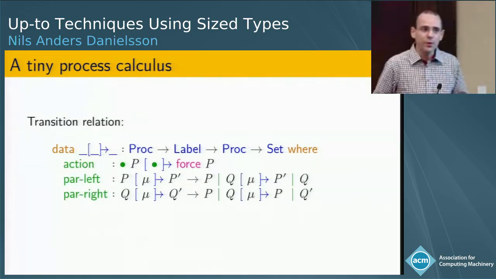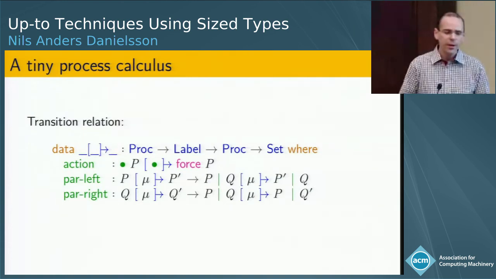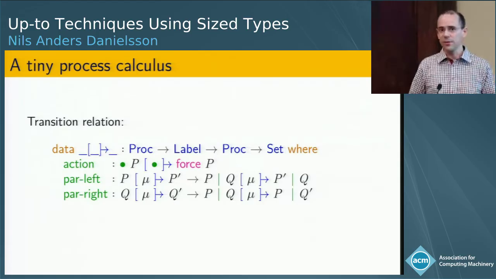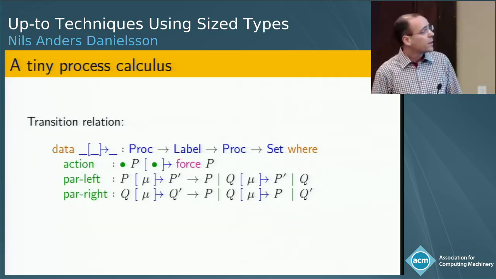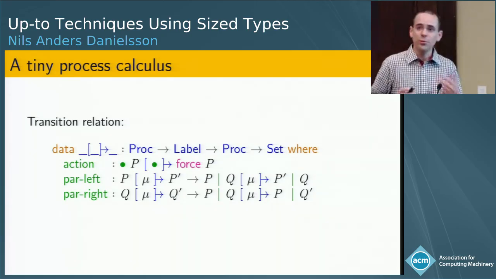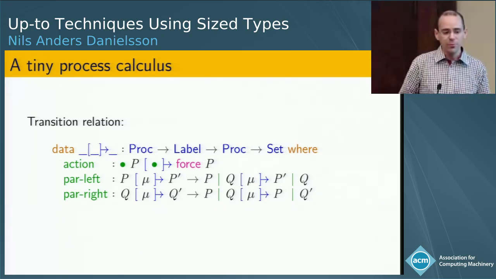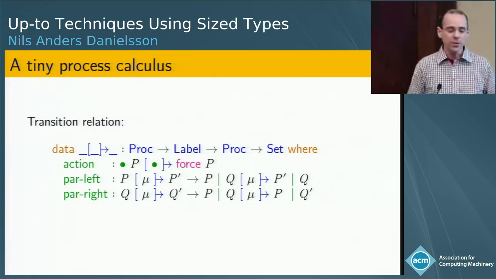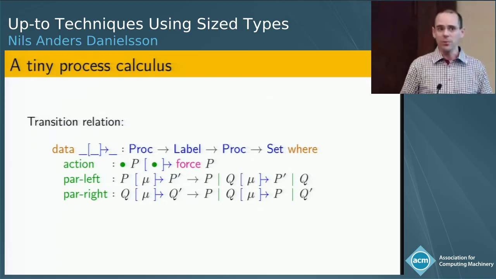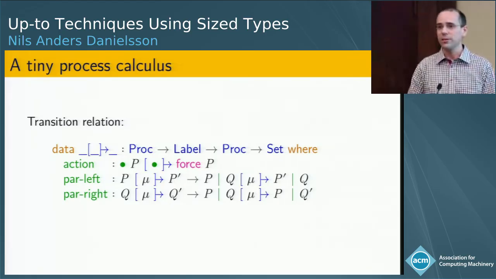And now we can also define this transition relation for this system. And it's defined using induction, so it's just like a regular inference system. So there's no rule for nil because nil doesn't do anything. We have the rule saying that dot p can make a dot transition to force p. And then we have two rules for parallel composition. So if p can make a mu transition to p prime, then p in parallel with q can make a mu transition to p prime in parallel with q, and similarly for the right-hand side.